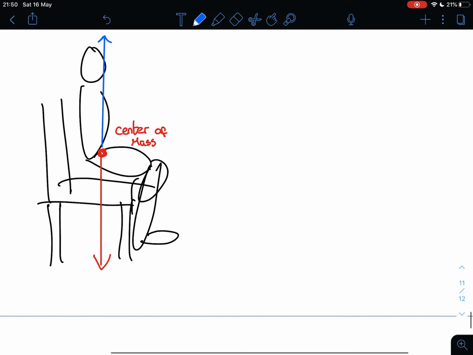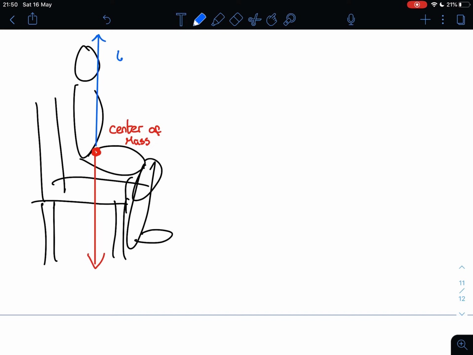So here we have the upthrust, which is a reaction force. And I've written this above already. Reaction force. In reaction to the weight.